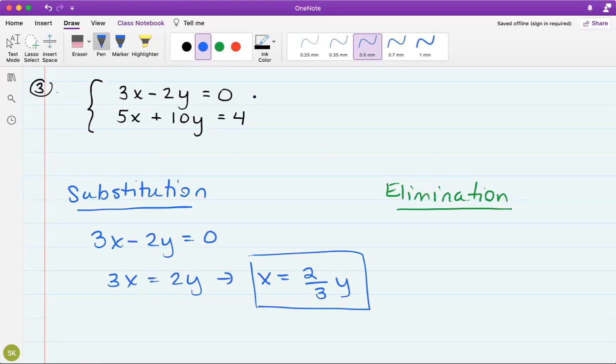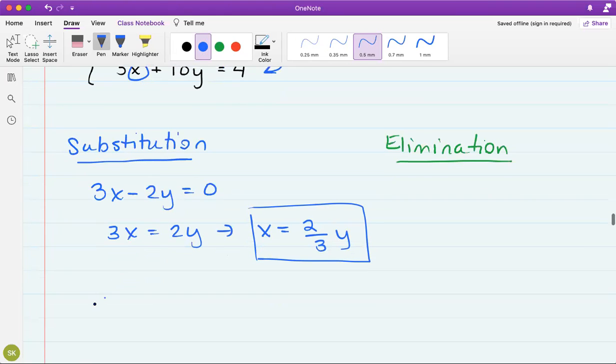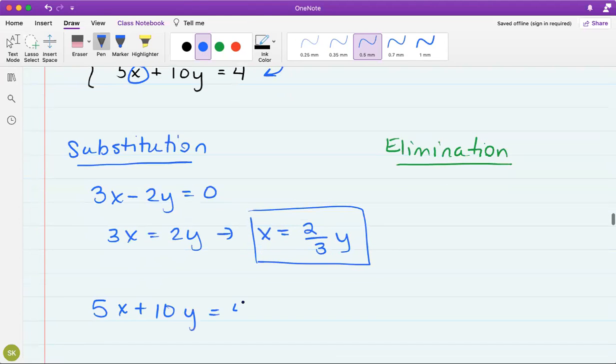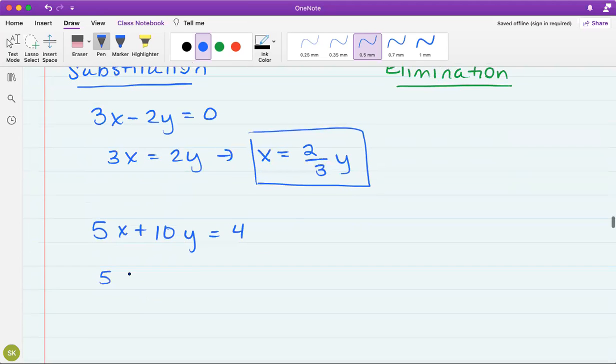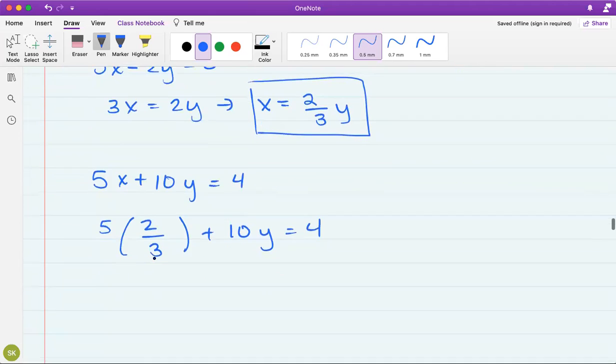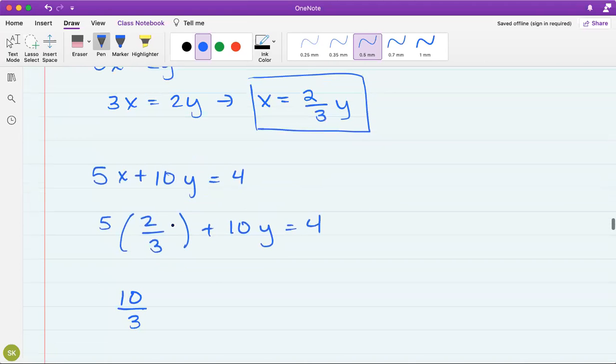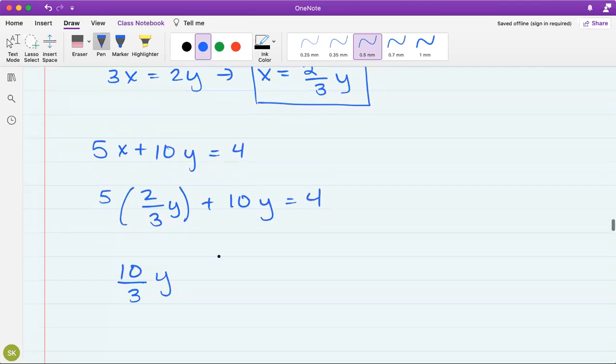And since I solved for the variable in the first equation, I'm going to plug it into the second equation. So I have 5x plus 10y is 4. So wherever I see an x, I'm going to plug in 2 over 3 y, plus 10y is equal to 4. And I'm going to show you a little trick here. So we get 10 over 3 y plus 10y is equal to 4.